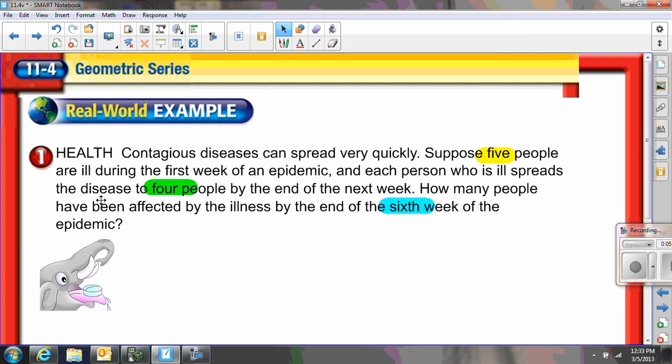I want to know how many people have been affected by the illness at the end of the 6th week. So what we're doing is trying to find the sum of people, so we're going to use our sum formula for a geometric series.